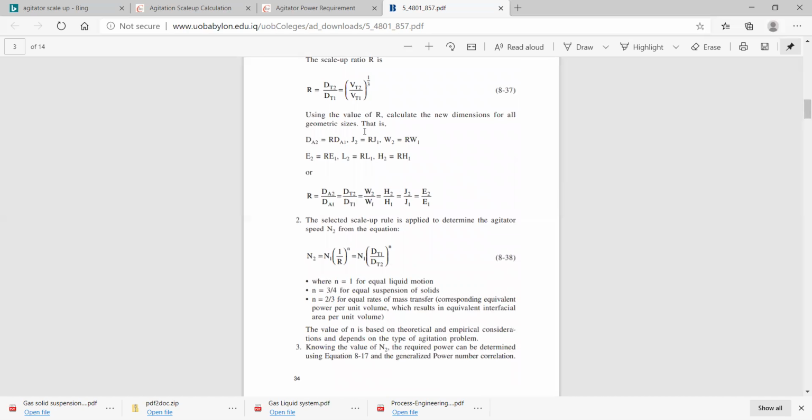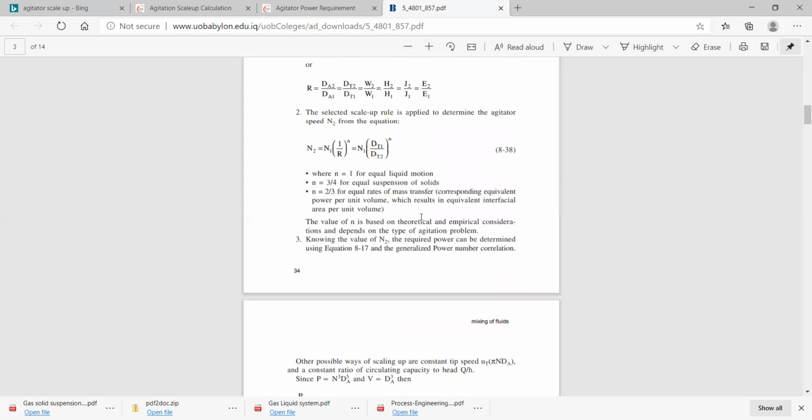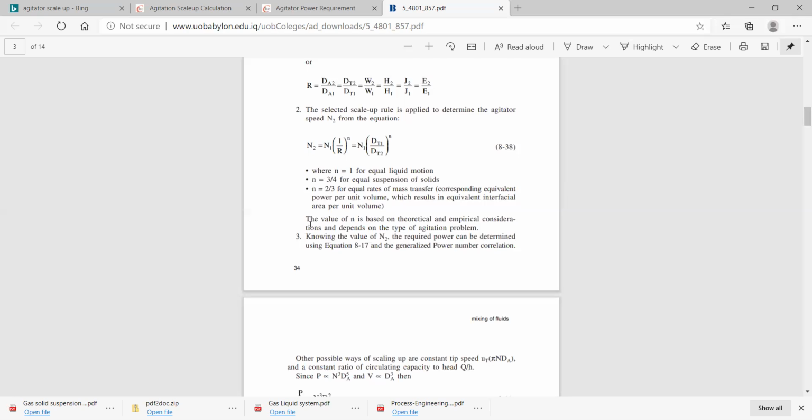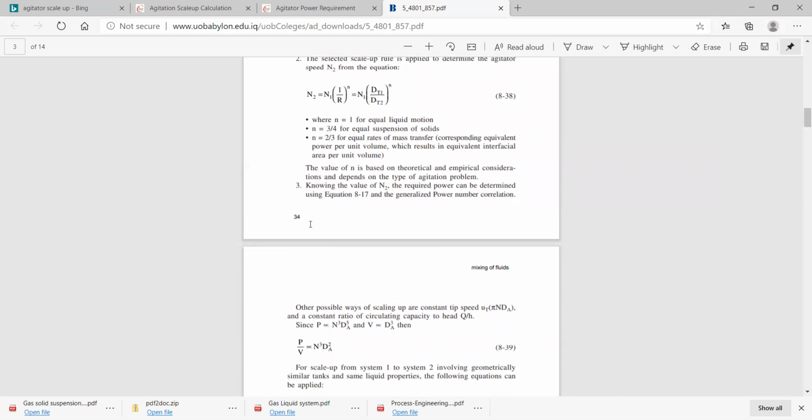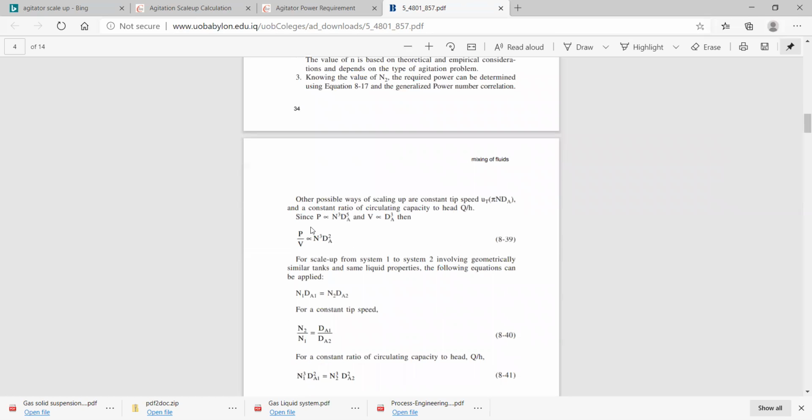Using the value of R, calculate the new dimensions for all the geometric sizes, that is DA2 is equal to R DA1 and E2 is equal to R E1, or you can write R is equal to E2 by E1. The selected scale up rule is applied to determine the agitator speed N2 from the equation, and the value of N is based on theoretical and empirical considerations and depends on the type of agitation problem. Knowing the value of N2, the required power can be determined using the equation and generalized power number correlation.